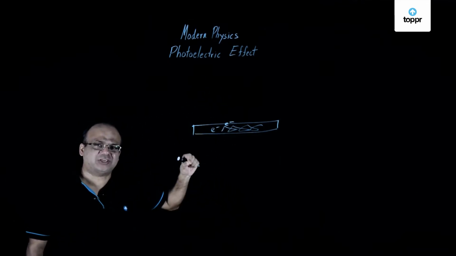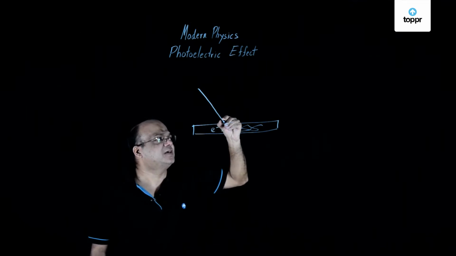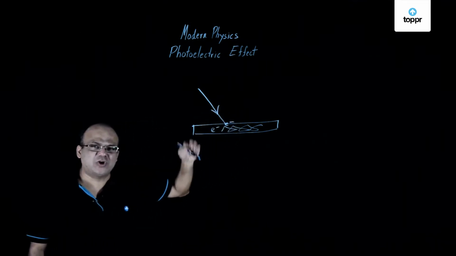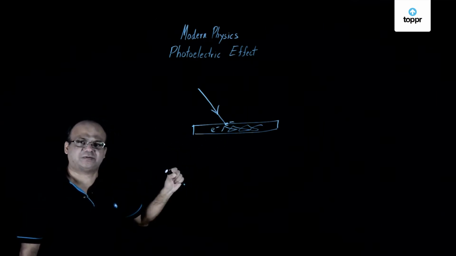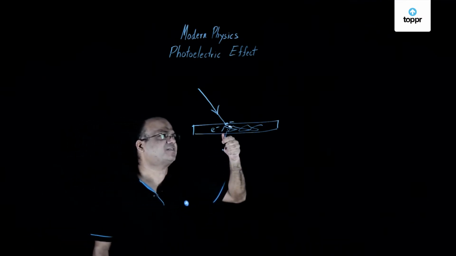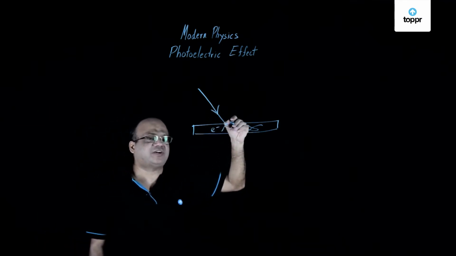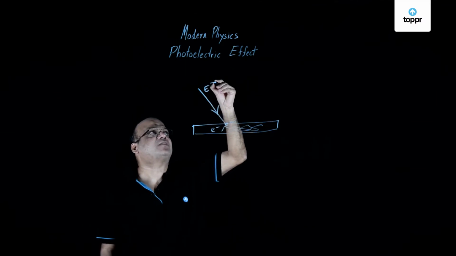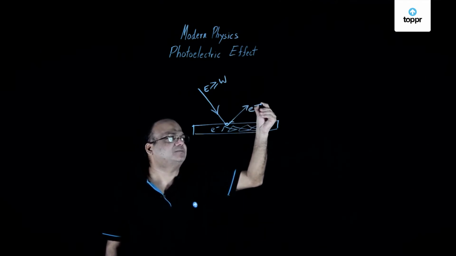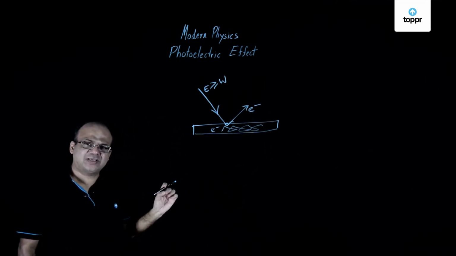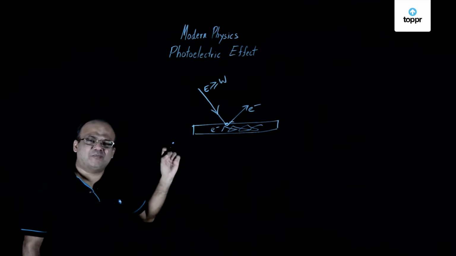We need to give it some energy to make it come out of the metal surface. The minimum energy that needs to be given to an electron to make it come out of the metal surface is called work function of that metal. If the electron is on the surface, you give an energy equal to work function, it will come out. For other electrons to come out, we need an energy more than the work function. And then the electron comes out.